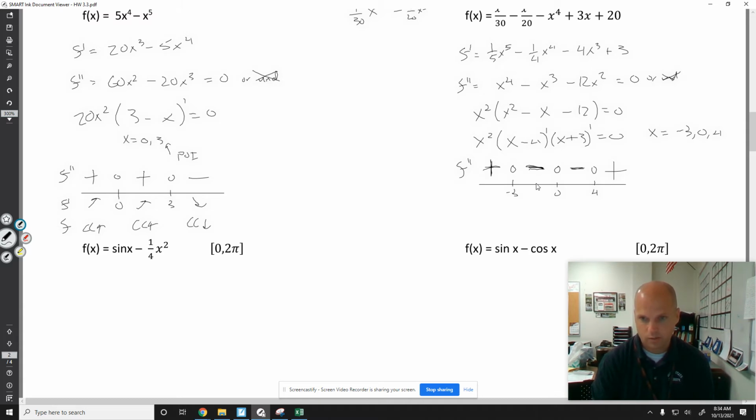Maybe you remember that. If not, you could always check. Let's plug in something like negative 1. Positive, negative, positive, positive, negative, positive is negative. Okay, that's a good one to check. Negative 4, positive, negative, negative, positive. Good. All right, so f prime going up, going down, going down, going up. F concave up, concave down, concave down, concave up. X equals 0 is not a point of inflection, but negative 3 and 4 are points of inflection. X equals 0 would be a point of no concavity, but not a place where our curvature changes.